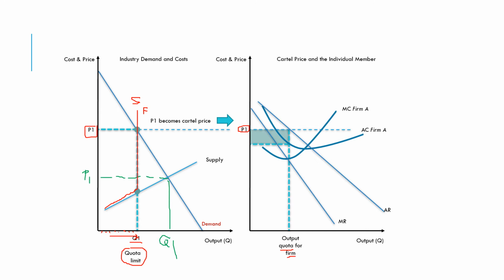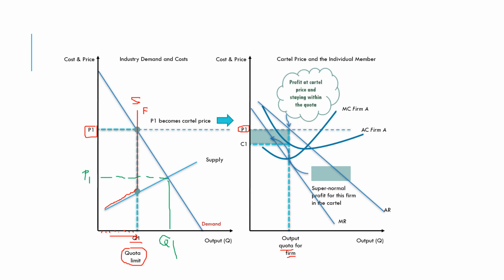oil production. Now what does that do for the particular firm? It ensures that the price is greater than their costs. So it ensures for this particular firm that they're making supernormal profits. So this is a profit for a business operating within an oligopoly as a cartel and staying within the quota that has been set for the business.